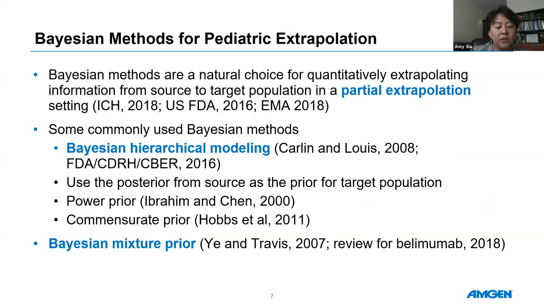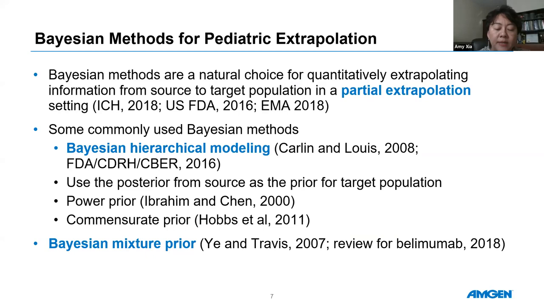So Bayesian methods are a natural choice for quantitatively extrapolating information from source to target population. This is stated in the ICH guidance, FDA CDRH CBER guidance, as well as the EMA reflection paper. There are several Bayesian methods commonly used, including Bayesian hierarchical modeling, which we'll talk about in our example. In particular, the FDA CDRH CBER guidance recommended this approach as an appropriate method for extrapolation.